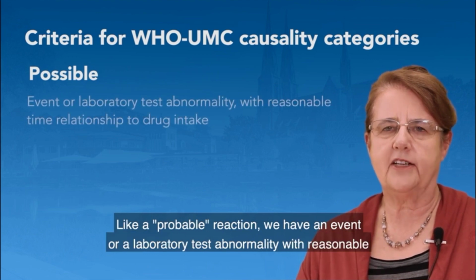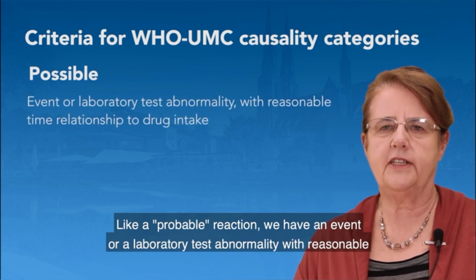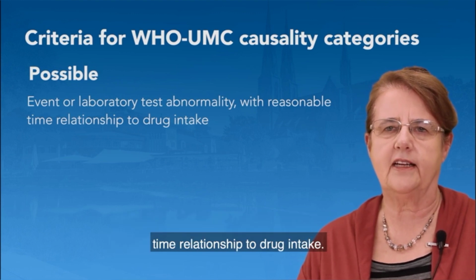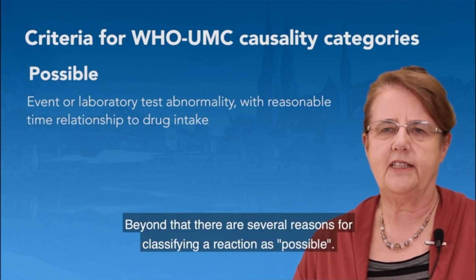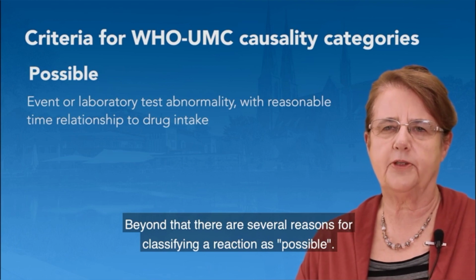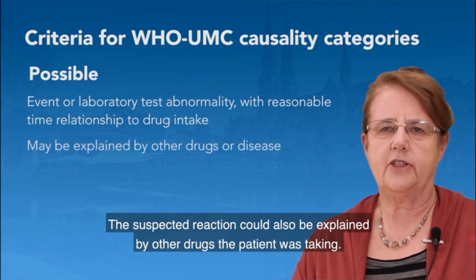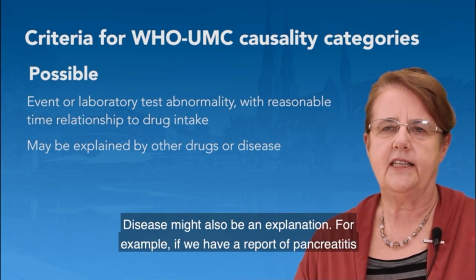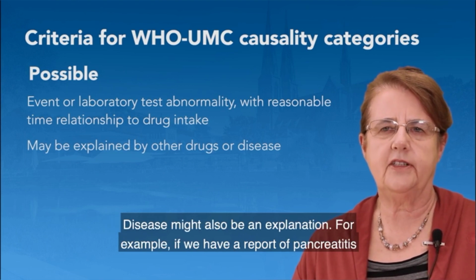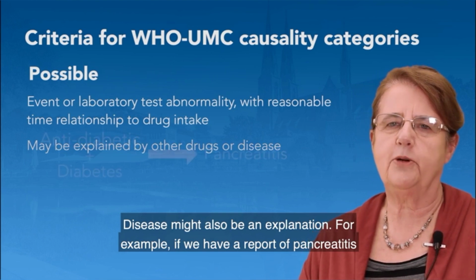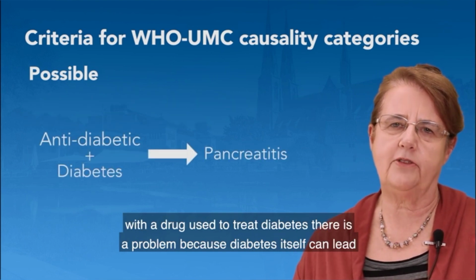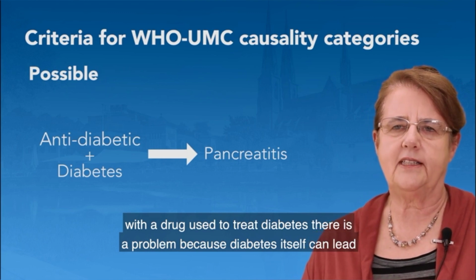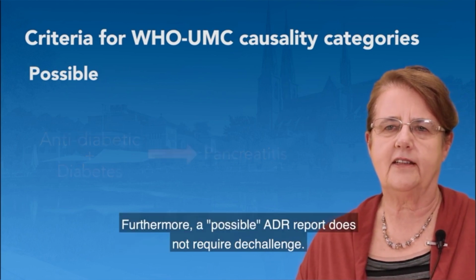Like a probable reaction, we have an event or a laboratory test abnormality with reasonable time relationship to drug intake. Beyond that, there are several reasons for classifying a reaction as possible. The suspected reaction could also be explained by other drugs the patient was taking. Disease might also be an explanation. For example, if we have a report of pancreatitis with a drug used to treat diabetes, there is a problem because diabetes itself can lead to pancreatitis.